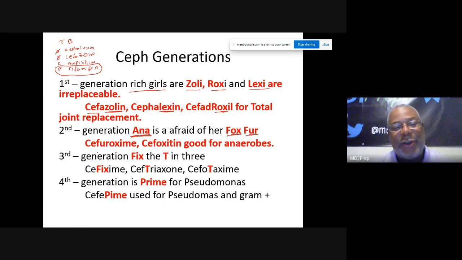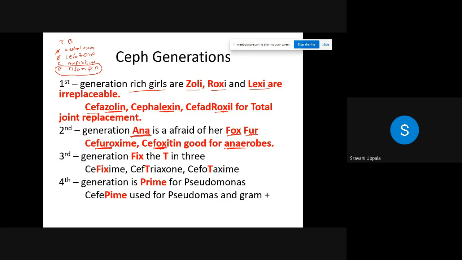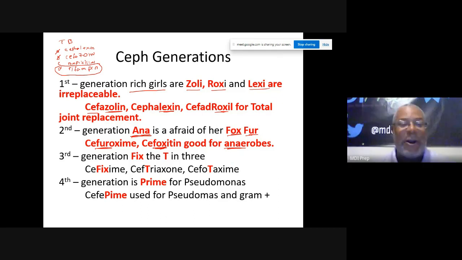So this is cefoxitin, that's the fur. Here is cefoxetin, that's the fox. And these are good for who? Anna. Does everybody understand second generation? Yes. Okay, perfect.